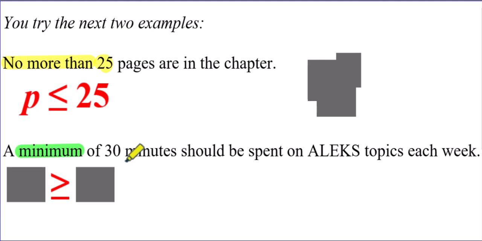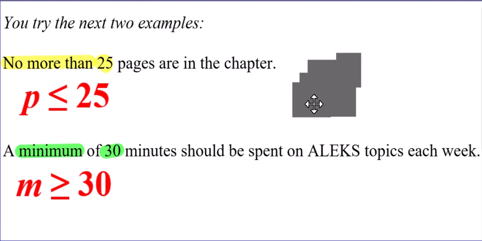Notice the 30 is to the right of the word minimum. You better have kept it to the right as well. If you have it on the other side, you're doing it wrong. What variable makes sense? Well, we're talking about minutes that we're going to spend in Alex, so I thought M was the best choice. And that ends part 4 on Intro to Inequalities.